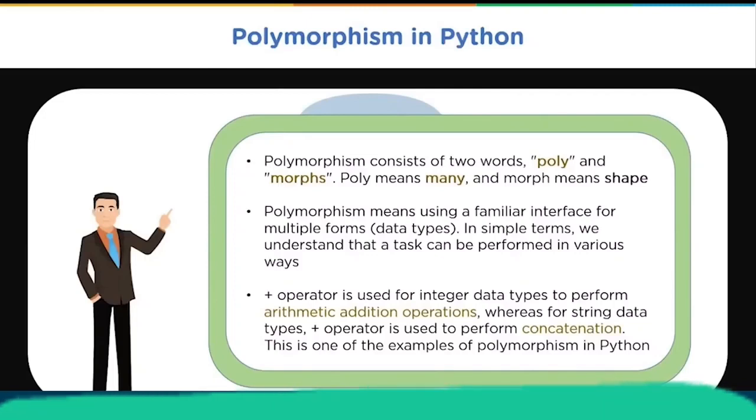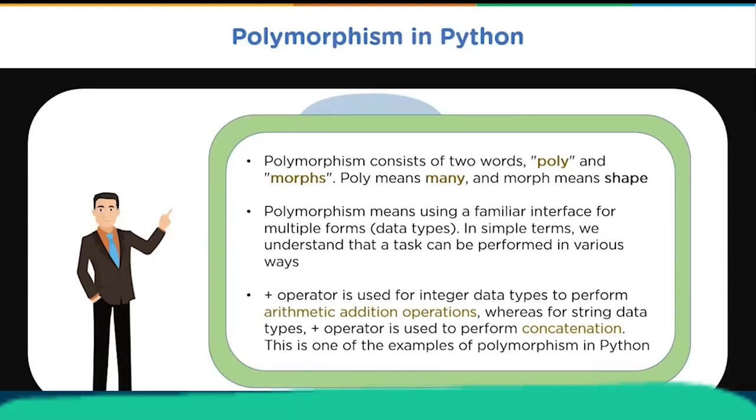Now what is polymorphism? Polymorphism in Python, what does it mean? Polymorphism consists of two words, poly and morph. Poly means many and morph means shape. So basically it means many shapes. It means using a familiar interface for multiple forms, right? So you can use a single name of the method which can perform different behavior based on the object in which it is invoked. So in simple terms, a task can be performed in various ways.